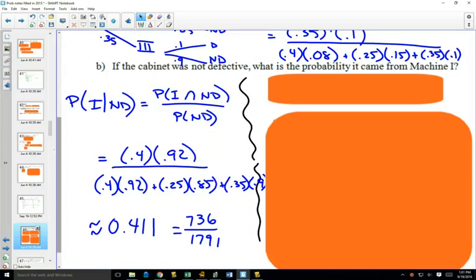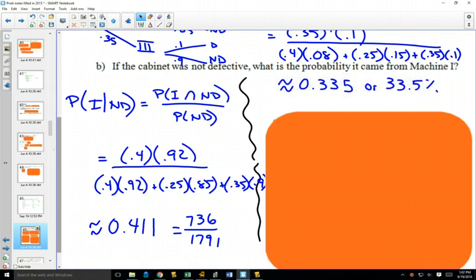So putting things into the formula, machine 1 given not defective. So we do machine 1 and not defective over not defective, and you get approximately 0.411. If you change this back into an actual fraction with your calculator, I think it gives you 736 out of 1,791. This, I believe, is the answer from the first one, 33.5%.